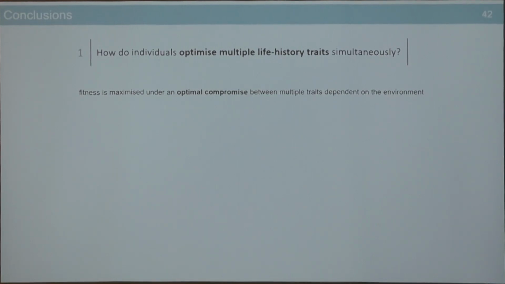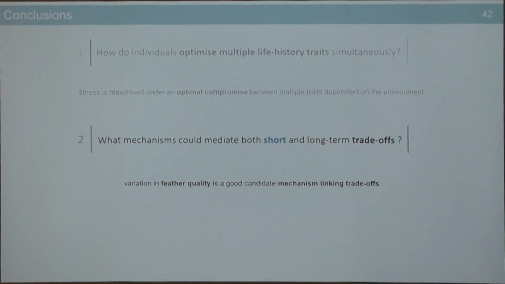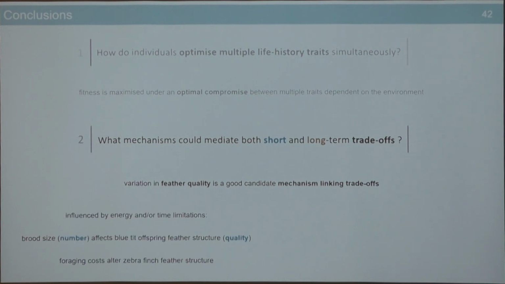So to summarize it all together, how do individuals optimize multiple life history traits simultaneously? We illustrated that fitness is maximized under an optimal compromise between multiple traits, but that it depends on the environment. And in terms of whether feather quality might be a good candidate mechanism linking trade-offs over both short and long term, we found some evidence that it might be influenced by energy and time limitations.